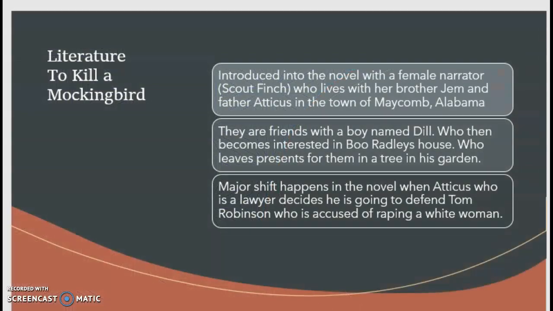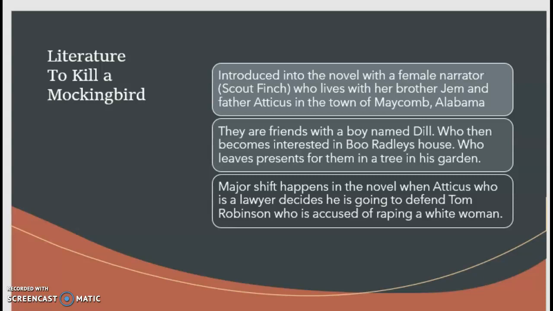In the novel To Kill a Mockingbird, we are introduced to a female narrator, Scout Finch, who lives with her brother Jem and father Atticus in the town of Maycomb, Alabama. They are friends with a boy named Dill, who becomes interested in Boo Radley's house, where Boo leaves presents for them in a tree in his garden.